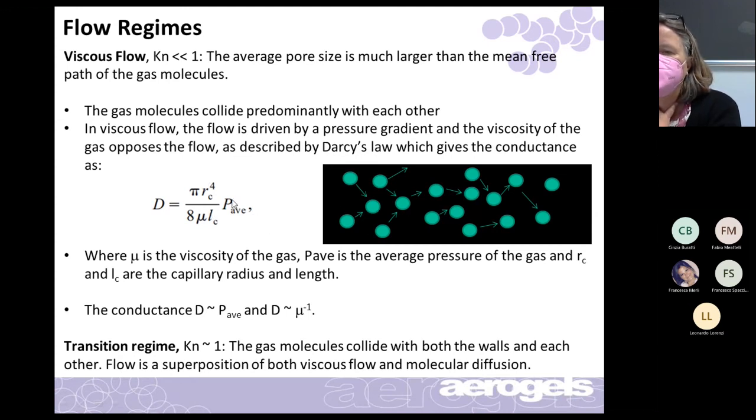So that will depend on the gas property. So conductance varies with average pressure and inversely varies with the viscosity of the particular gas you're looking at. And so in the transition region, you sort of have both going on. So there are two ways to measure conductance or diffusion. Again, they're related.